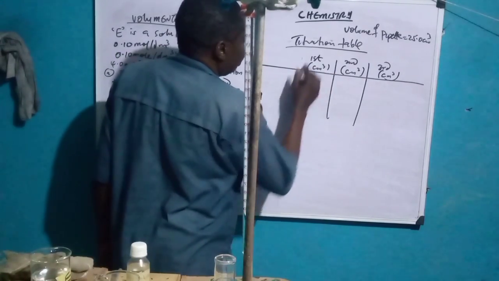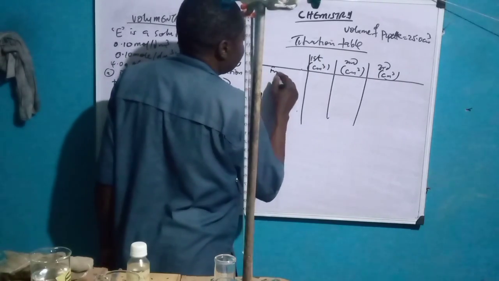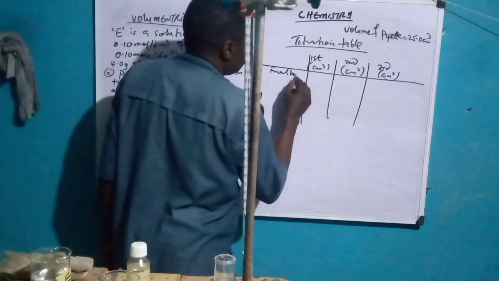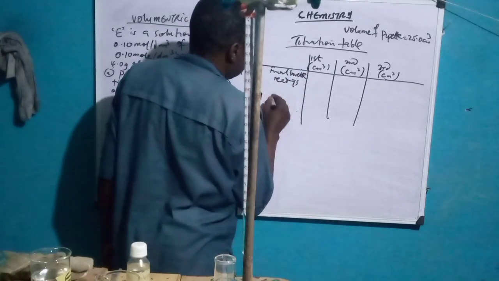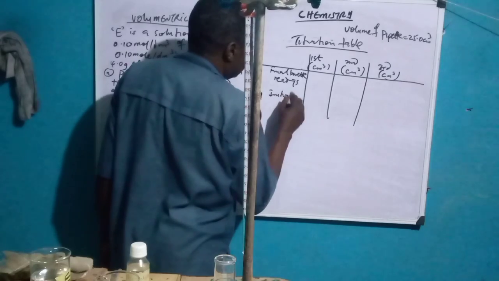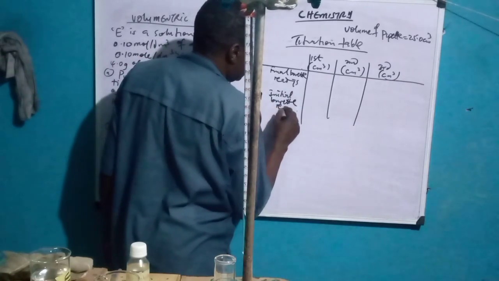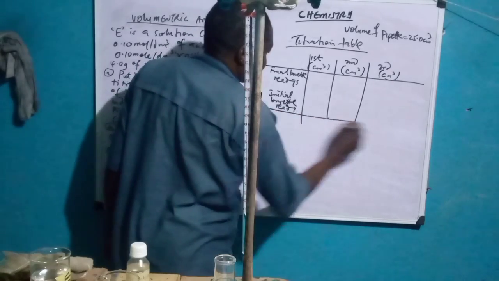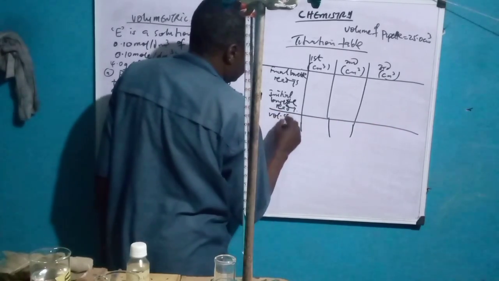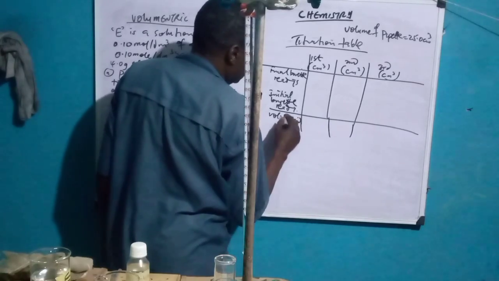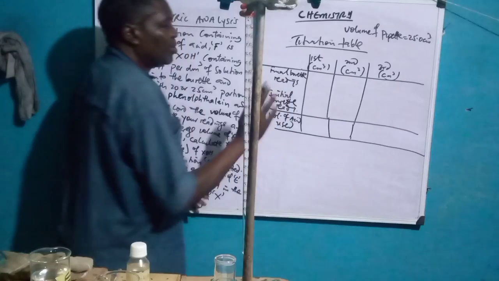Let's shift it a little. First, second, third, say final burette readings. Initial burette readings. Volume of acid used. You can see it. You have a good table now.